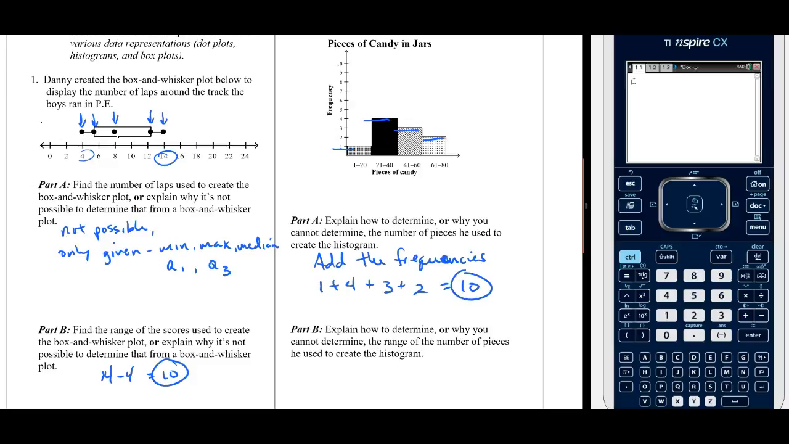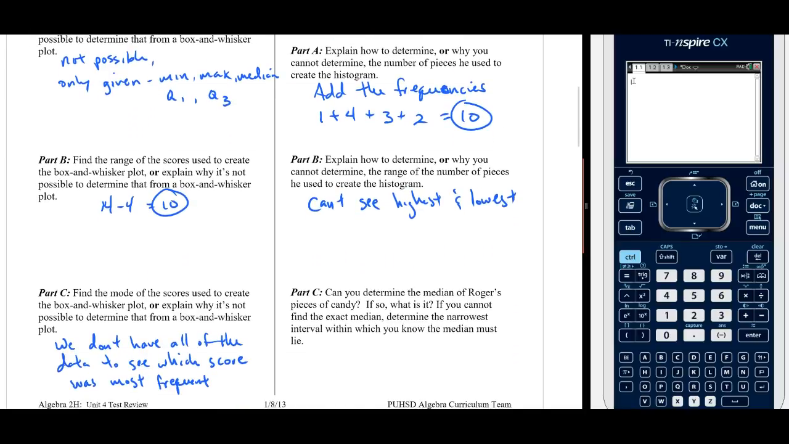Explain how to determine the range. So again, range, we need to know the highest and the lowest. Can't see highest and lowest. We just know that the highest number is somewhere between 61 and 80 and the lowest number is between 1 and 20.